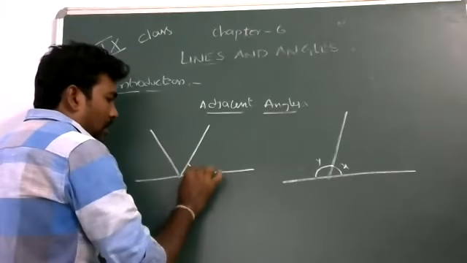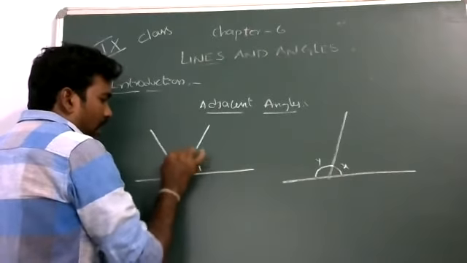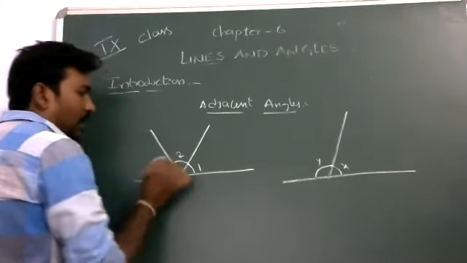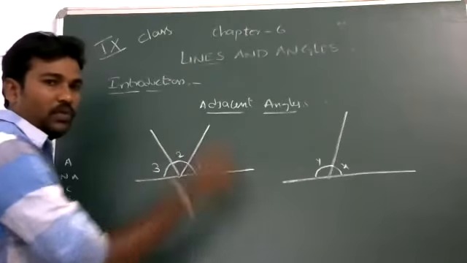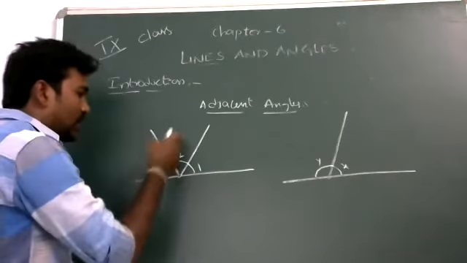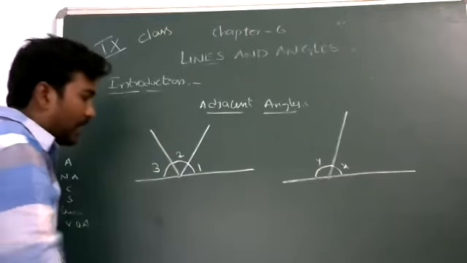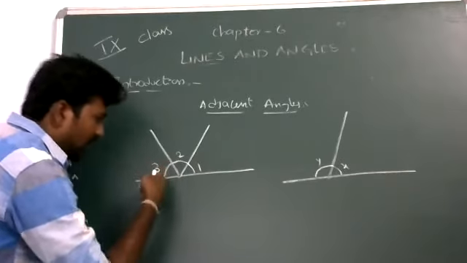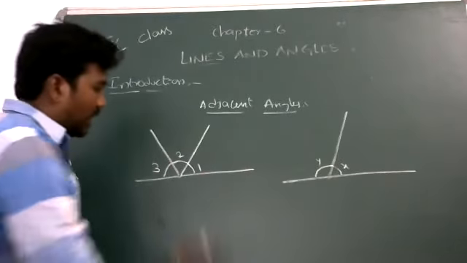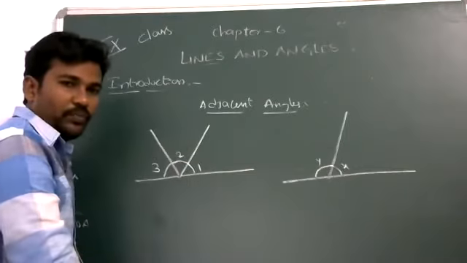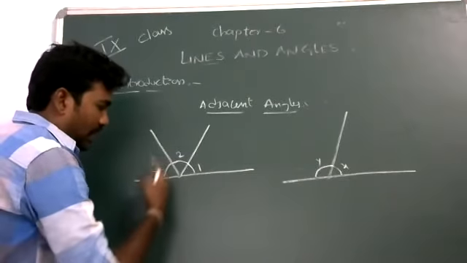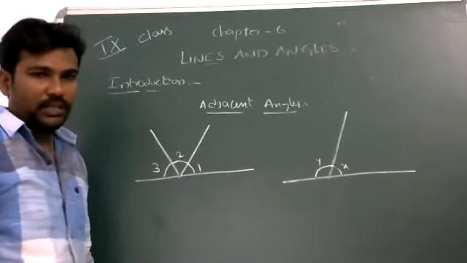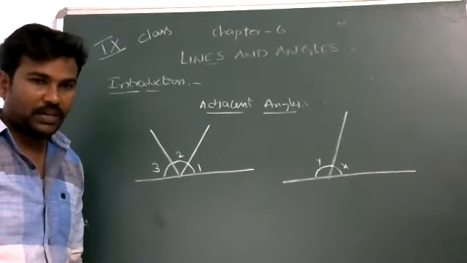Here you can see angle 1, angle 2, and this is angle 3. Angle 1 is adjacent to angle 2. Angle 2 is adjacent to angle 3. But angle 1 is not adjacent to angle 3. Angle 1 is adjacent to 2, and 2 is adjacent to 3, but angle 1 is not adjacent to angle 3.